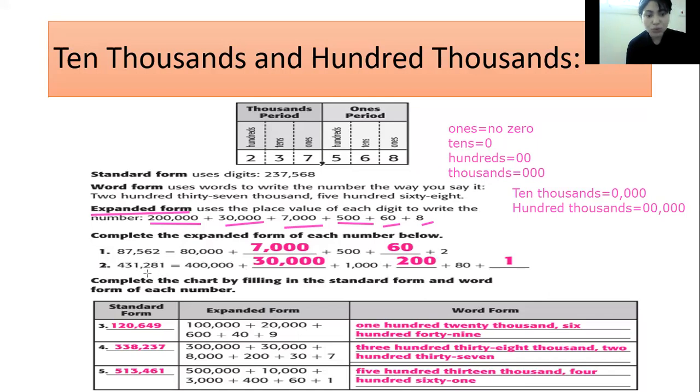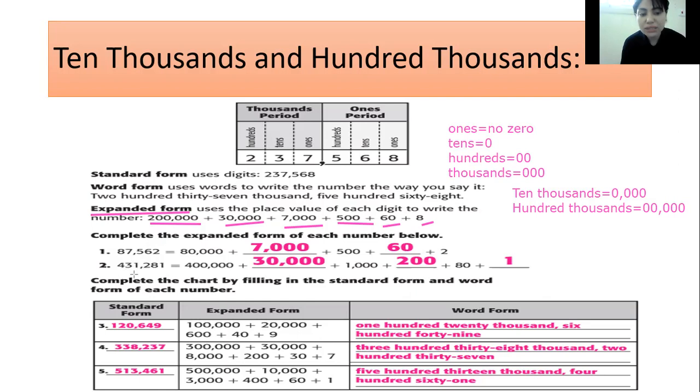431,281. So what's the place value of 1? It is ones, once. What's the place value of 8? It is tens, 80. So 80. How many 0 in tens? 1. What's the place value of 2? Hundreds. How many 0 in hundreds? 2. So I put the 2 and add the 0s.